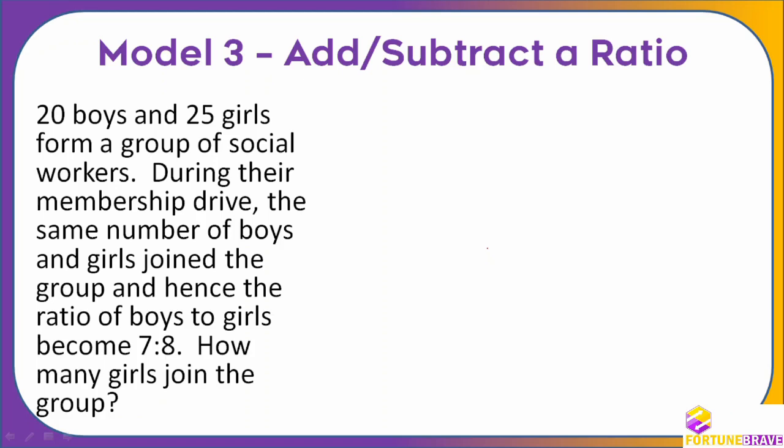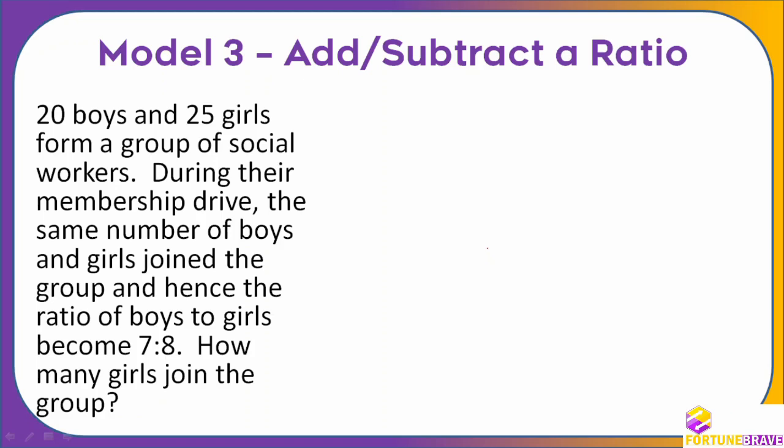Hence, the ratio of boys to girls becomes 7 is to 8. How many girls joined the group? So, this we have to understand properly first and then we will solve. This is an exam question which has appeared in the PO examination. Now, 20 boys and 25 girls formed a group for social workers.